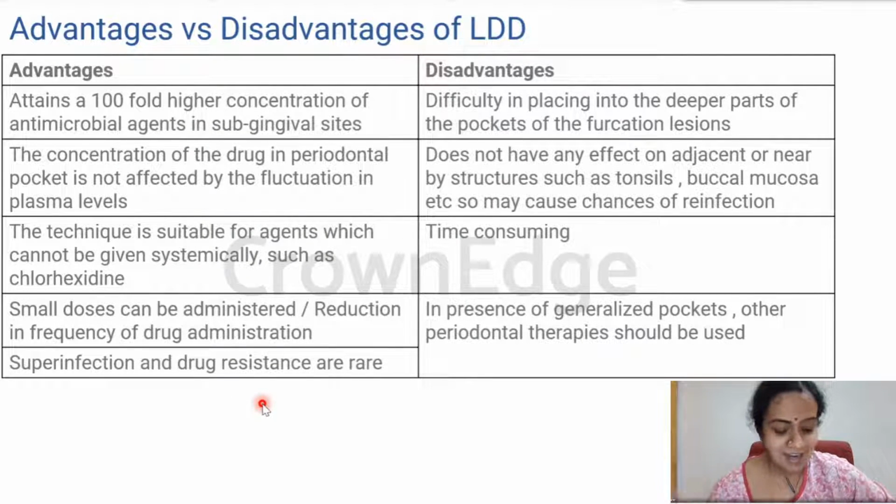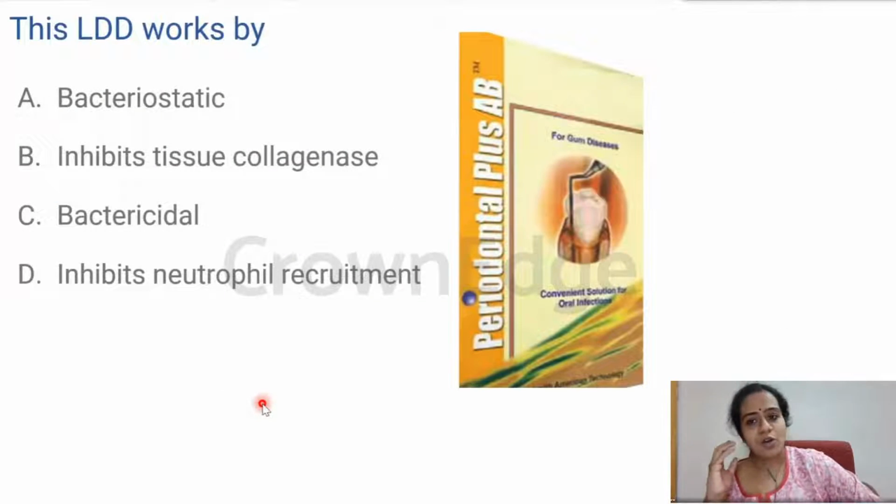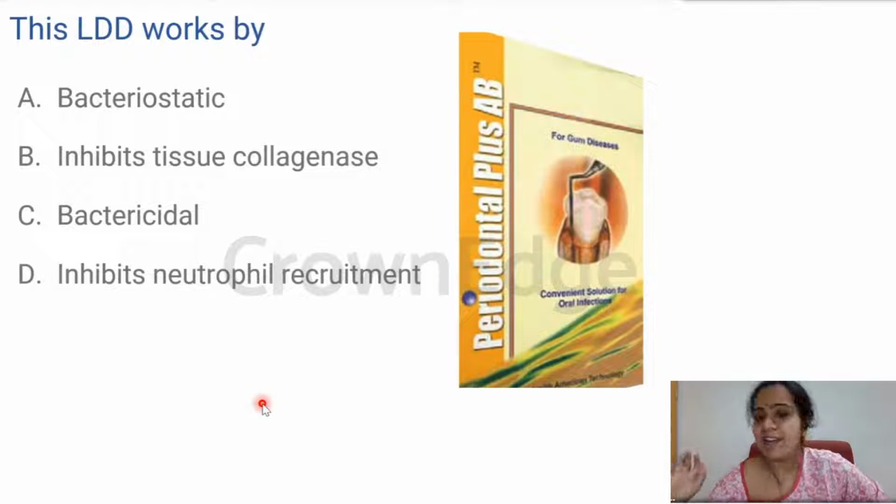So that is there with everything. Okay, that is there with everything, but when it comes to LDD, what are the pluses and minuses? That is what we were trying to discuss in this question. Okay, so we'll now move into the most commonly used LDD agents that are available for us.